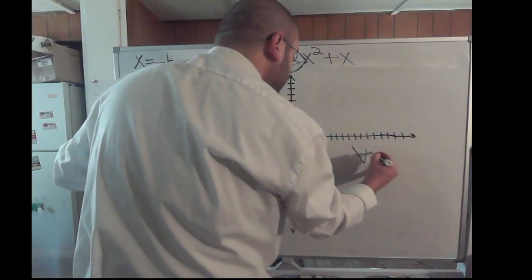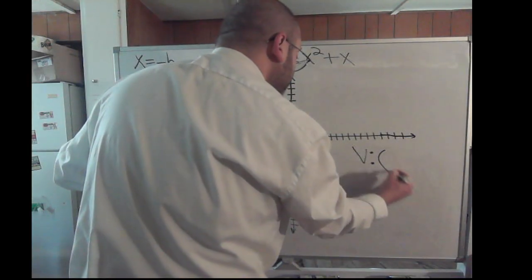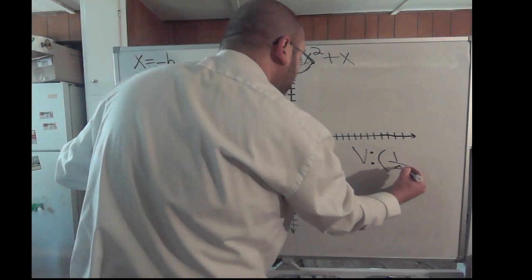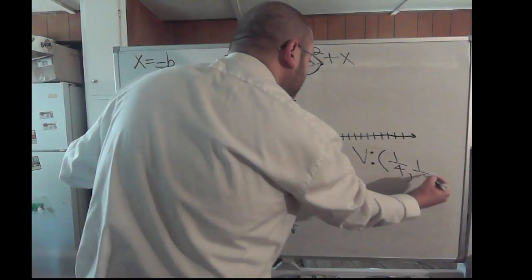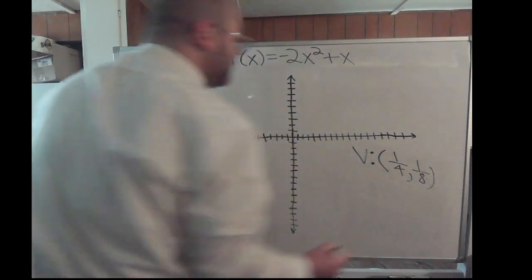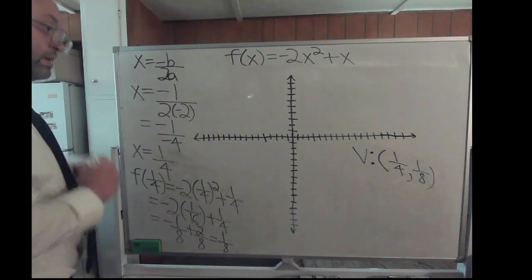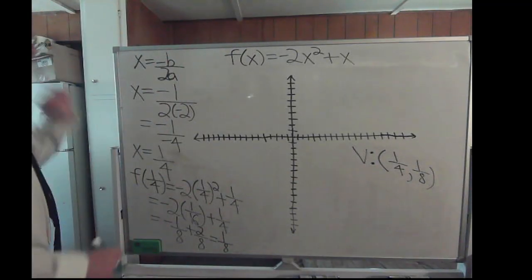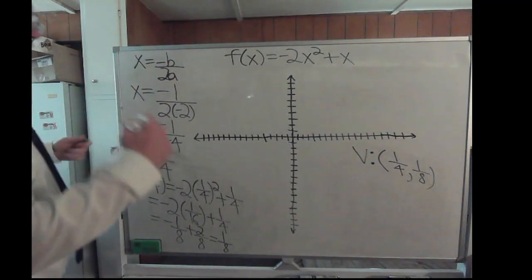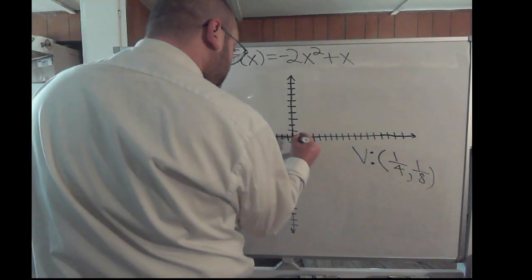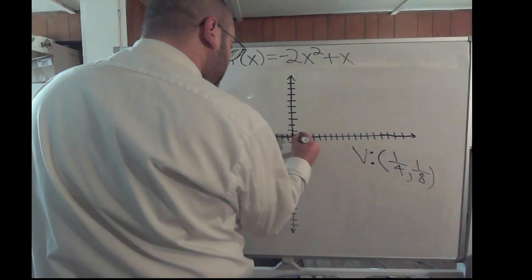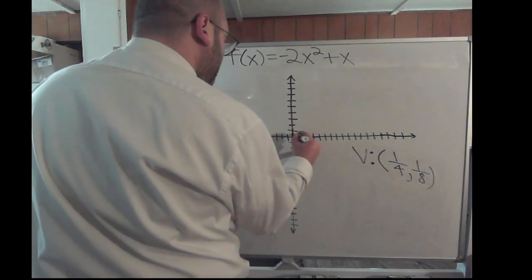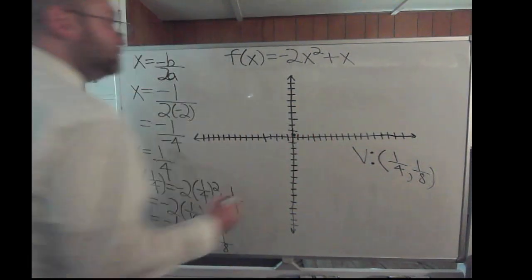So the vertex is going to be at 1/4, 1/8. That would be the vertex location. So that's going to be darn near at 0, 0, but not quite. It's going to be about right there. That'll be the vertex.